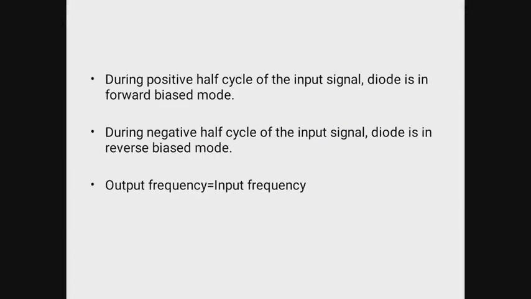So this is the basic operation which I have already told. During the positive half cycle of the input signal, the diode is forward biased, and during the negative half cycle of the input signal, the diode is in blocking state or reverse biased mode.